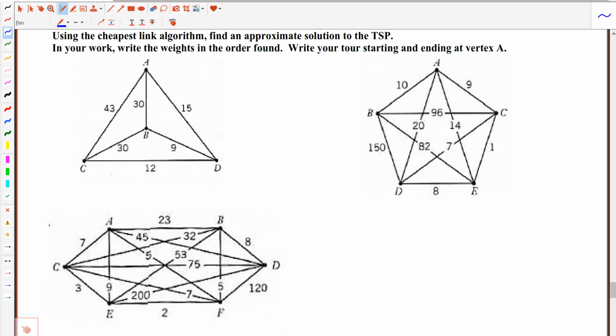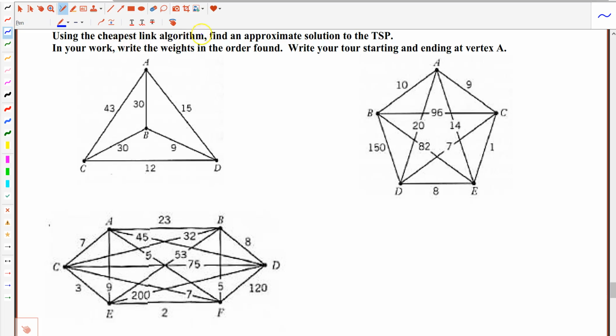Now again, because cheapest link is not an algorithm that's presented in your textbook, I have a couple additional examples so you can practice running through this algorithm. I would encourage you to try these 3 examples on your own before you see the solution process for these. Alright, so assuming that you've tried these on your own, let's go through how to answer these.